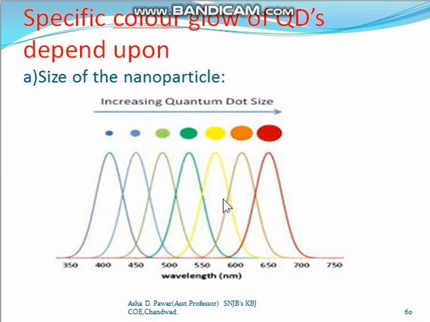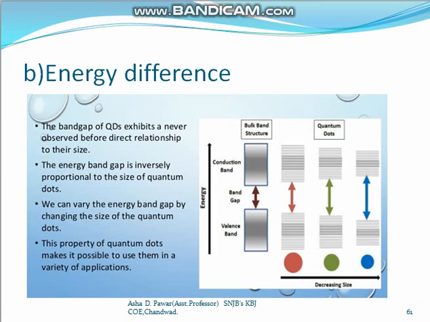Observe this diagram. Here the wavelength is shown in nanometers, and at the upper side the size. As the size changes, the quantum dot also emits a different light. See, this is a blue color, meaning a small size nanoparticle emits a blue color, and this is a bigger nanoparticle or quantum dot that emits a high wavelength light, around 700 nanometer. Means as the size changes, color also changes.